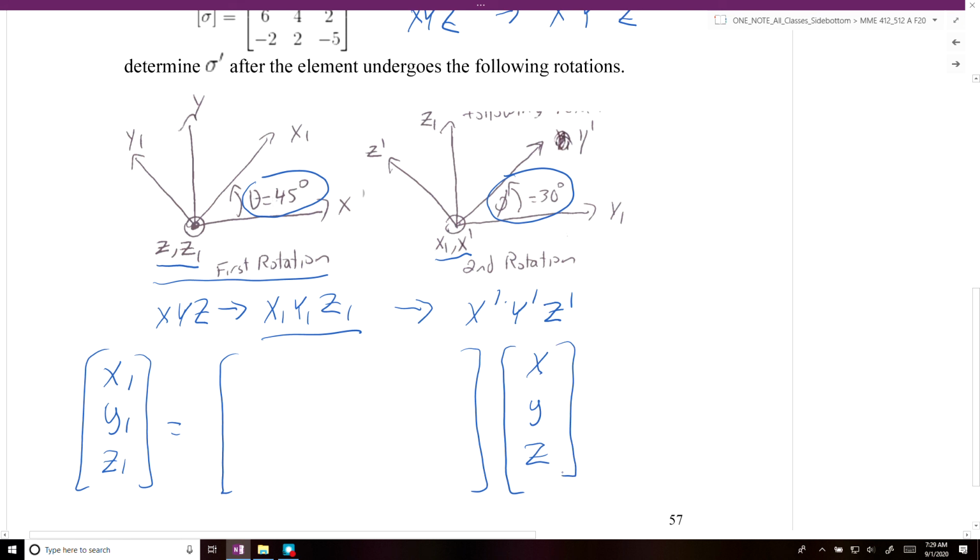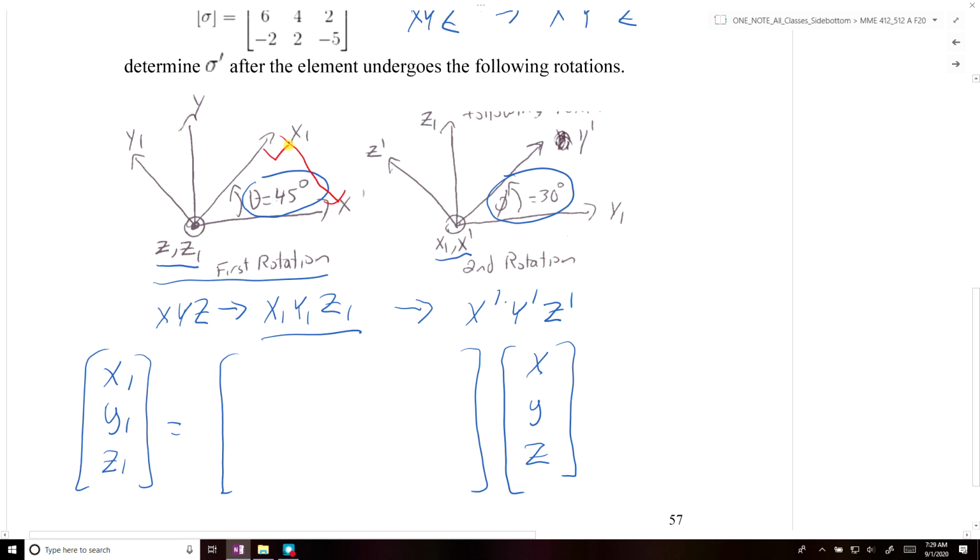Okay, so if we look at our coordinate system here and draw a right triangle from our x1 axis and our x-axis, we'll see that if we treat the x-axis as the hypotenuse of our triangle, the cosine of 45 degrees, or the cosine of theta, would give us the projection of x along x1. So we're going to write this as cosine of theta.